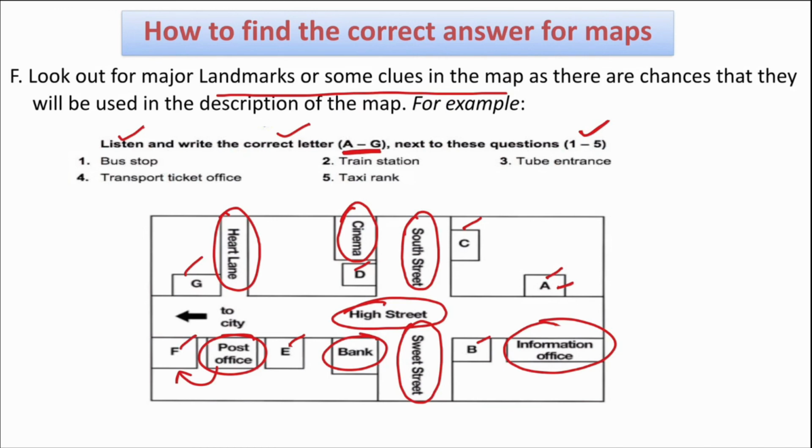So this is how you will mark the landmarks and clues. No doubt all the things written in the map are your landmarks and clues, but for different options, it will be a different landmark. You need to mark these first before listening to the audio.